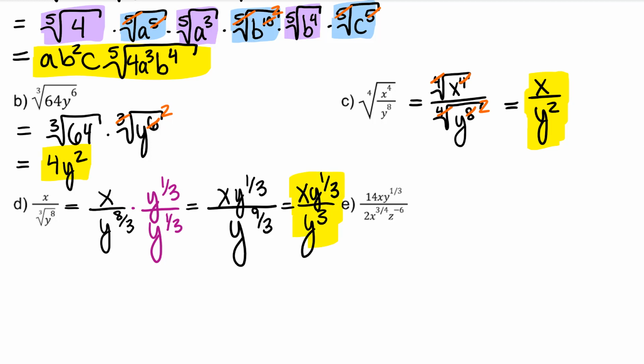We have fully simplified because there is no longer a rational exponent in the denominator. You may be tempted to want to reduce the y's, but if you did that, you would end up with a rational exponent in the denominator again. So this is your answer.